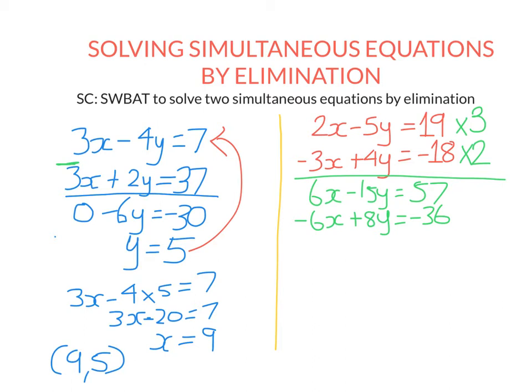So in the previous example, I subtracted because 3x minus 3x is 0. Here I don't want to subtract. 6x subtract minus 6x won't give me 0.